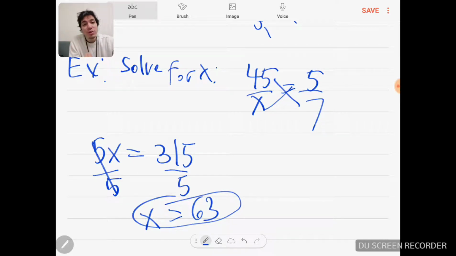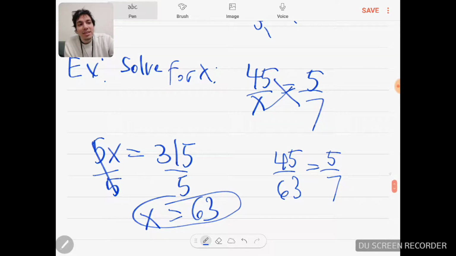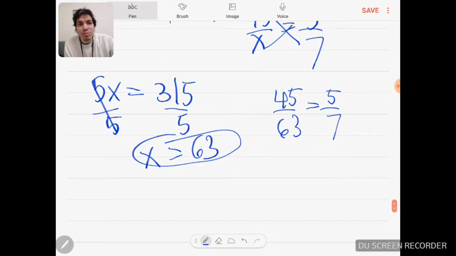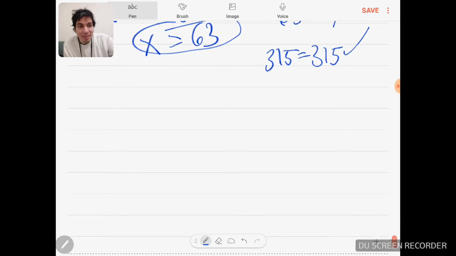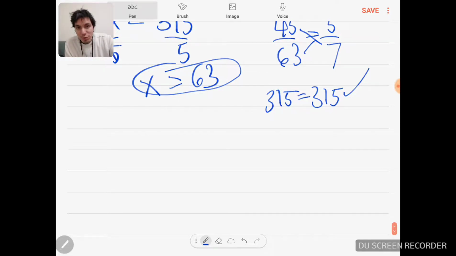Now, you have the option to check if your answer is true. So for fun, let's check. 45 over 63 is equal to 5 over 7. And the answer is true because if you were to cross multiply, you would get 315 on both sides of the equation. And that's how you verify that your answer is indeed equivalent. Again, checking is optional. You don't have to check, but if you do, that's good for you. If you don't, that's fine too. Okay? All right, next example.